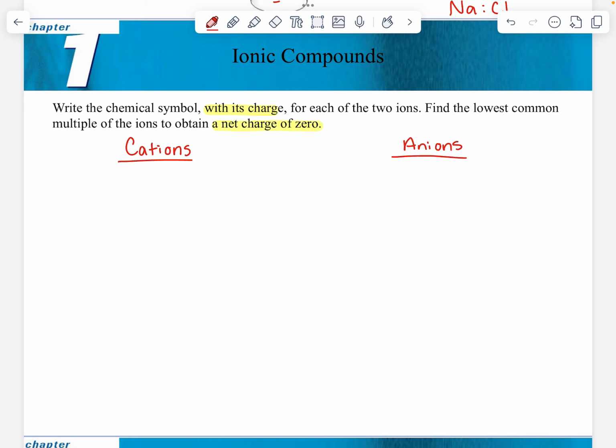Okay, so I'm taking their charges off of the periodic table. Potassium has a plus charge, magnesium is a 2+, lithium is a +1, aluminum is 3+, and then some possible anions that we can add together would be chloride ions with a -1, oxygen with a 2-, phosphorus with a 3-, fluoride with a -1.